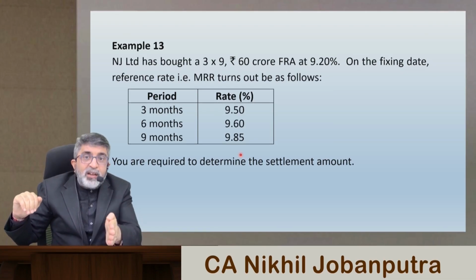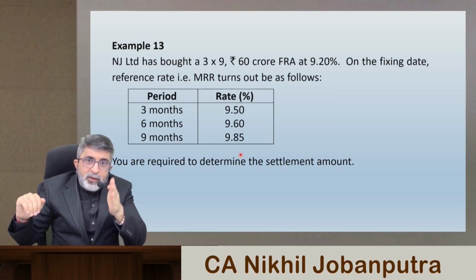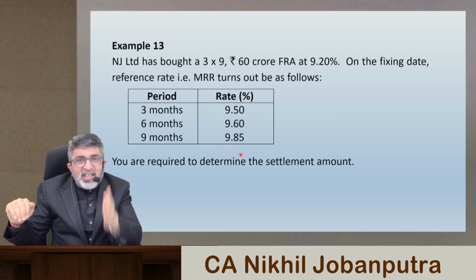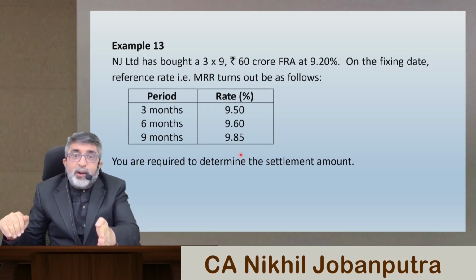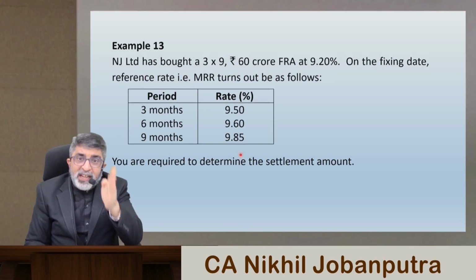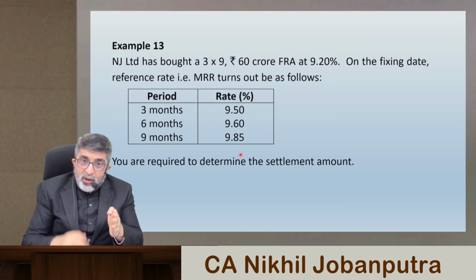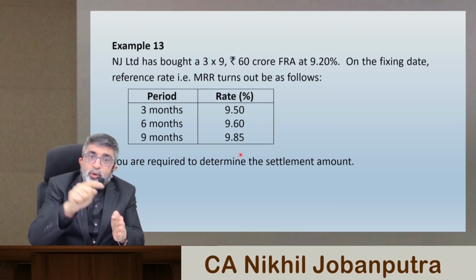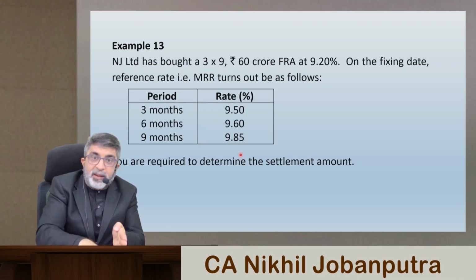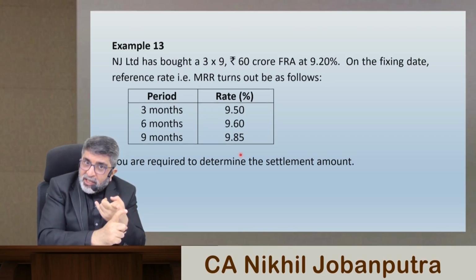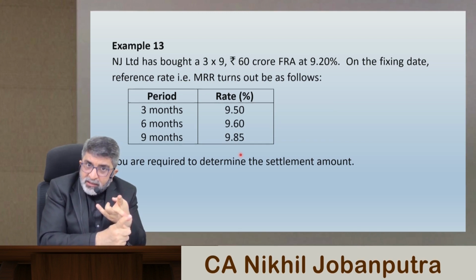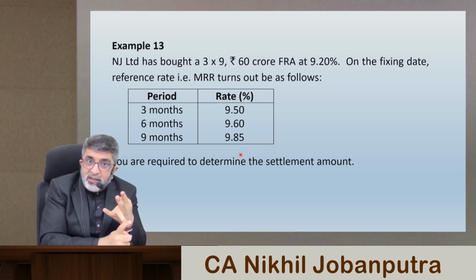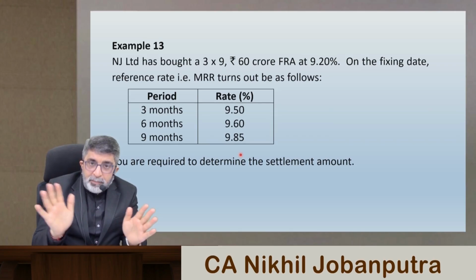Now you are at the fixing date. You can call it fixing date, fixation date. You can call it settlement date also, because actually FRA gets settled at that date. Or FRA also expires at that date. So FRA expiration date, settlement date, fixation date, all are same.